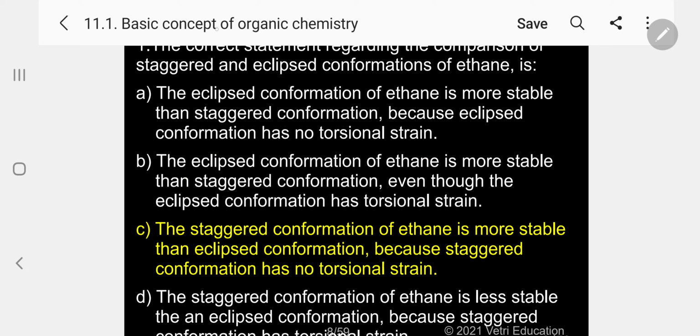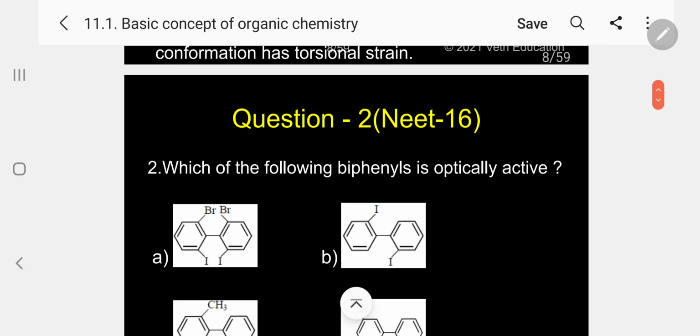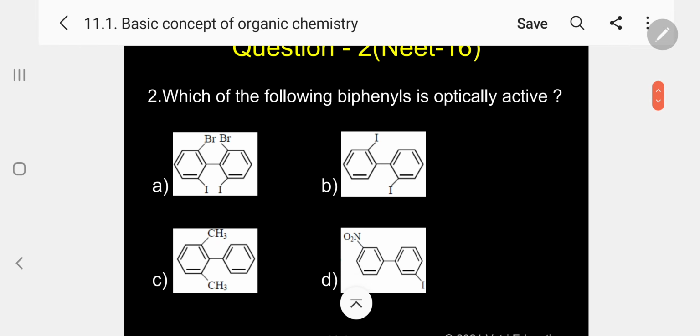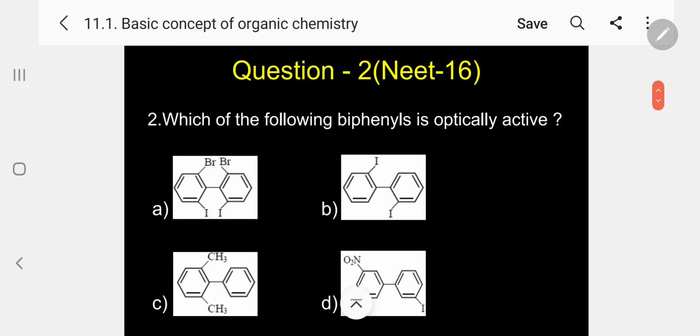My dear students, I hope you understand this. Question number 2. This is another interesting question. Kindly follow. This was asked in NEET 2016. Which of the following biphenyls is optically active? This is the question. They have given different biphenyls and substituted compounds.